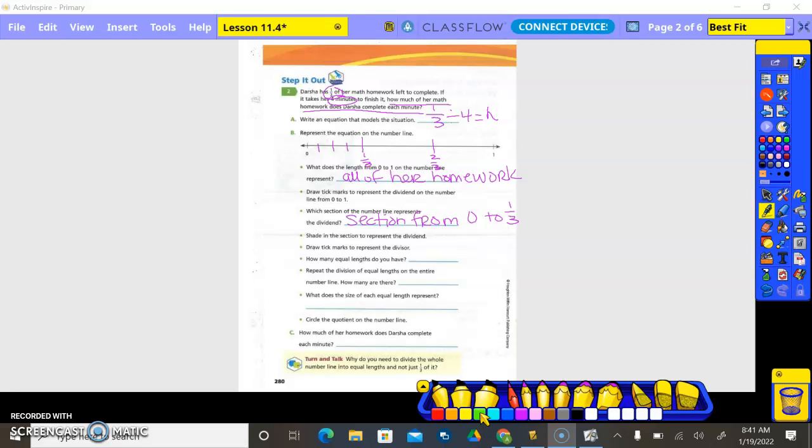Shade the section to represent the dividend. So basically, we could shade it, but we just left everything else like that, and we just showed that part. Okay, and then we showed the tick marks to do the divisor. We got 4 sections, right? How many equal lengths do we have? So 4 equal lengths. Oh, that connected it.